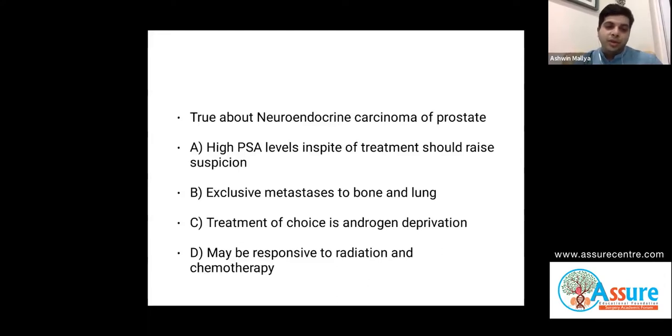So the choice number D is may be responsive to radiation and chemotherapy. This is the only correct option, because the treatment for this is a combination of taxane based chemotherapy with cisplatin or etoposide, and radiation therapy may also be useful in this case. Next slide please.